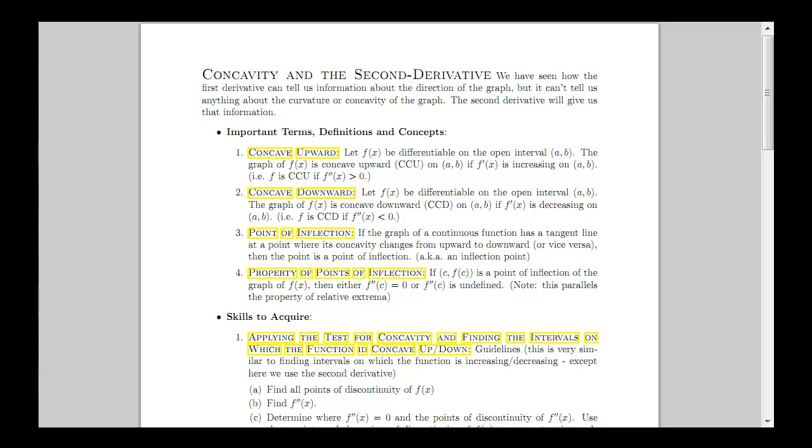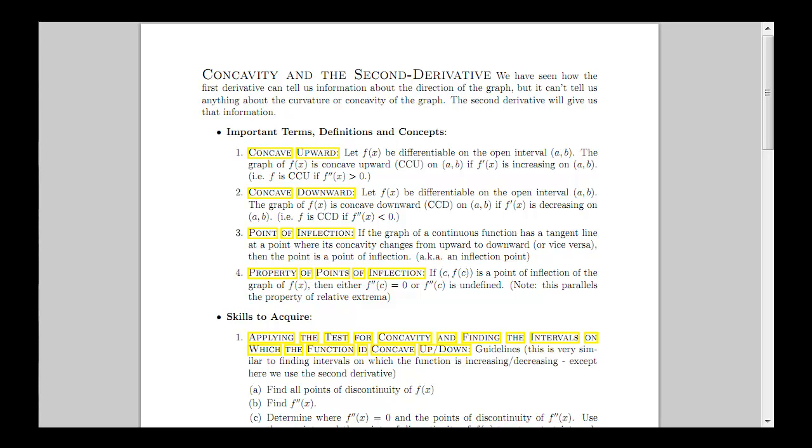Property of points of inflection: just in the same way that we found critical numbers, and those were our candidates for relative extrema, we're going to do the same thing for points of inflection. We're going to have places where the second derivative is 0 or where the second derivative is undefined, and those will be our candidates for points of inflection, or inflection points. They're called either.